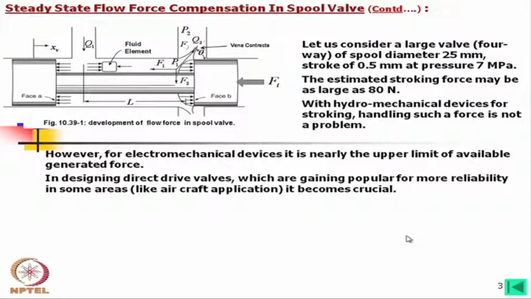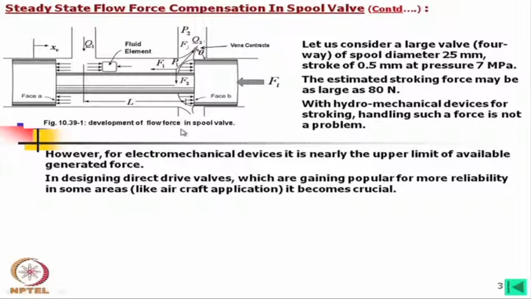In designing direct drive valves, this may be the main spool, may be direct drive, which are gaining popularity for more reliability in some areas like aircraft applications, it becomes crucial. This means that in many operations, instead of a pilot operated valve, the direct drive valve is preferred, because the response is better. Now, the pilot operated valve, as I have mentioned, is called two stage.